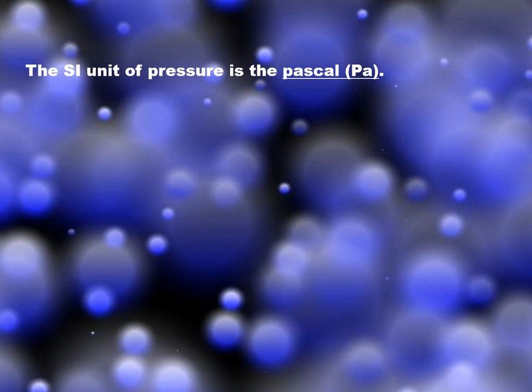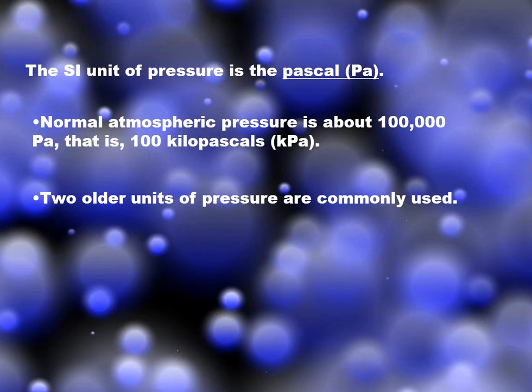The SI unit, the Système International d'Unités, the SI unit of pressure is called the Pascal. Normal atmospheric pressure is about 100,000 Pascal, or 100 kilopascals.